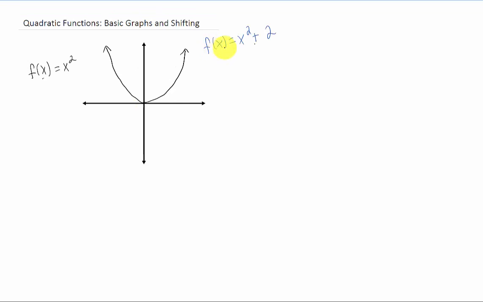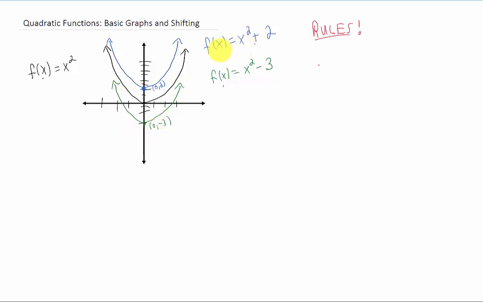Well, I want to know what would happen if we added 2 to this basic quadratic function x squared. It's probably not too surprising that the graph is going to look basically the same, except the whole thing is going to shift up 2 units. That moves the vertex to the point (0, 2). And what would happen if we subtracted 3 from x squared? Well, that would move that whole parabola down 3 units. Excuse my bad drawings, but I hope you get the idea. This vertex would move to the point (0, -3).